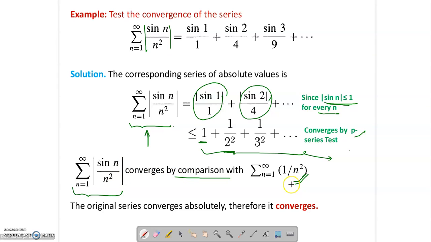So we are using a comparison test here. Now this series is less than or equal to this series, and this p series converges, hence we conclude the convergence of this series. Now if this series is converging, we can conclude that the original series converges absolutely, and hence it converges. So we have concluded that the original series converges.